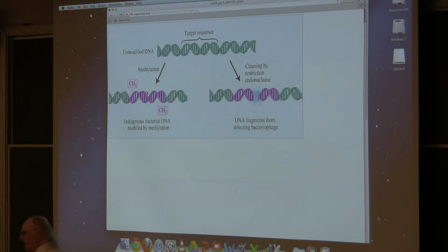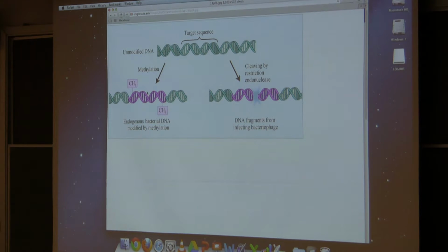The bacterium has a restriction enzyme to protect against the injection of that DNA. When the virus injects its DNA, the restriction enzyme says, oh, I'm going to cut this, and it cuts it into pieces, and the virus doesn't function. The restriction enzyme protects against an invading viral DNA. That part makes sense. But how about the bacterial DNA? Why doesn't it cut the bacterial DNA?